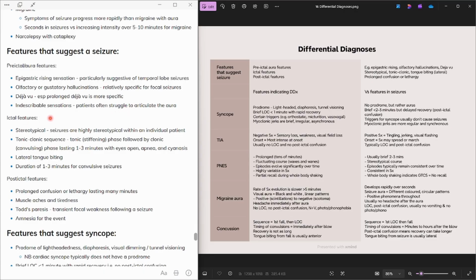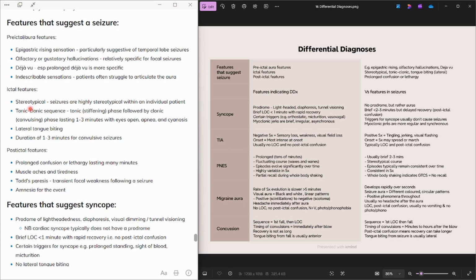A feature during the seizure phase itself is that seizures are typically stereotypical, so they are usually always the same within an individual patient, and they will occur over different periods in time. They tend to occur in the same way within the same individual patient. If it's a tonic-clonic seizure, they will have a tonic phase followed by a clonic phase, and they can have apnea, cyanosis, and incontinence. Lateral tongue biting is quite a specific feature for seizures.